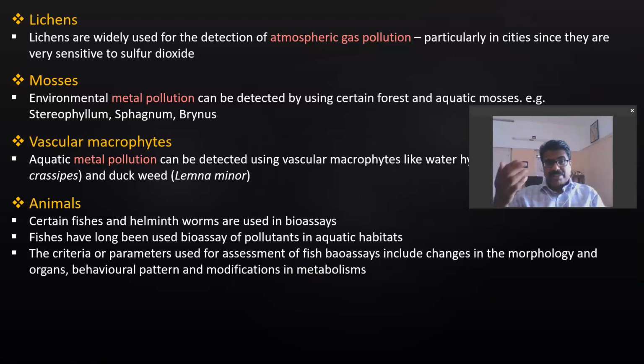The critical parameters used for the assessment of bioassays include the changes in morphology of fishes. What all changes take place in the morphology of the fishes due to pollution, we use it as a model organism of pollution. And also the behavioral patterns, the gill movement, the movement of the operculum. These are all visible changes. We can detect the effect of the presence of pollution.